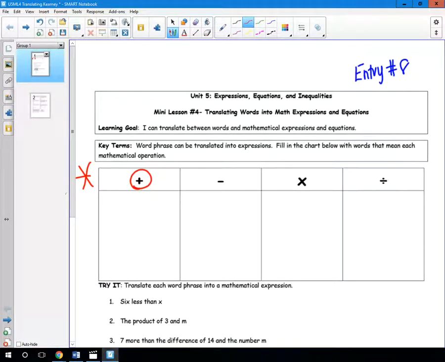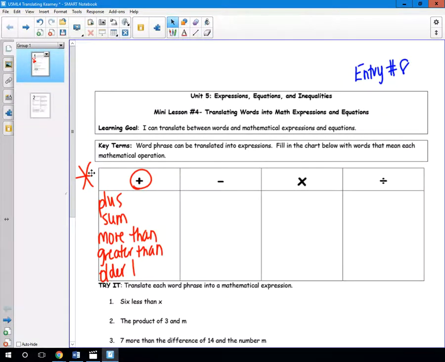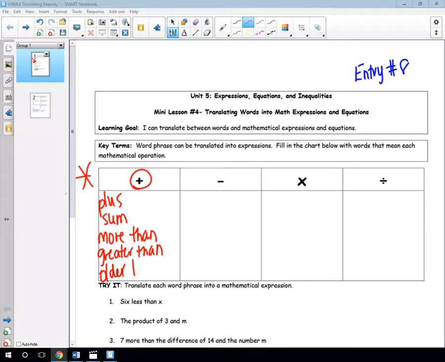Okay, so I'm just going to write some down. So, plus, you see the word plus. If you see the word sum, that tells you to add. More than, like 5 more than X, that means you're going to have X, and then you're 5 more than that. Greater than, you can have 5 greater than X. Okay, older than, if you're 5 years older than me, you are going to add, okay? So those are just some keywords, and you might come up with some more. So if you have come up with more, feel free to add them in.